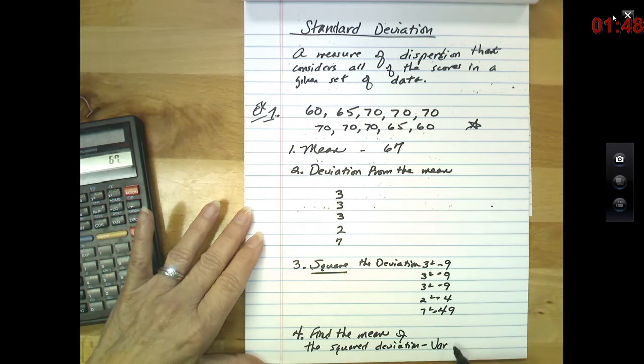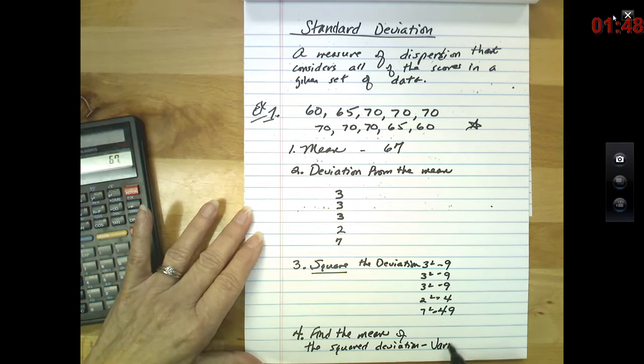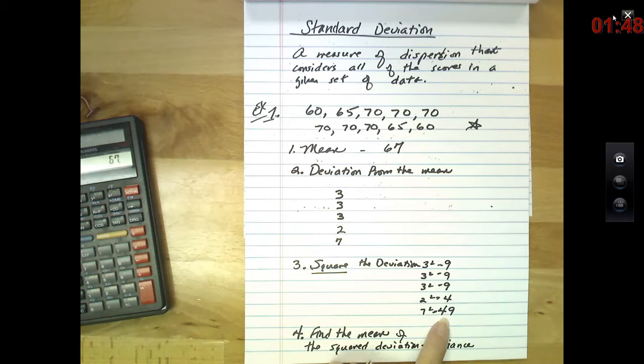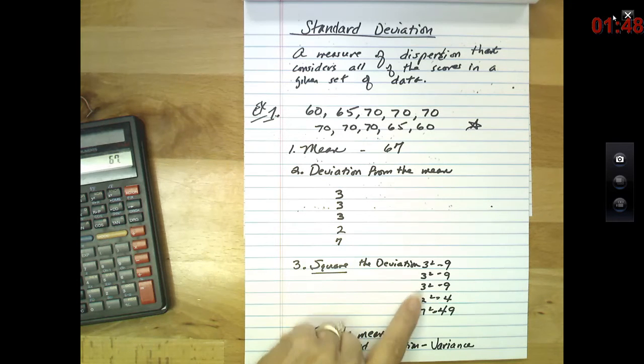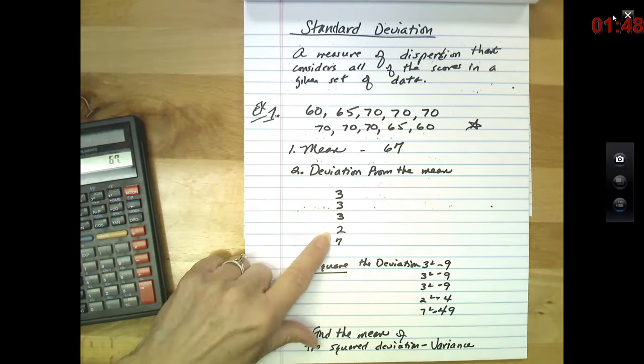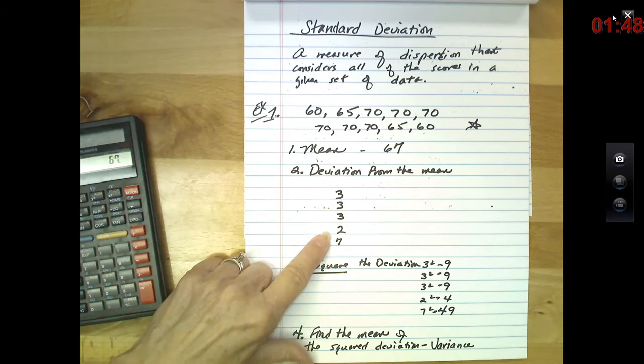I mean the variance. The last number's a 16, right? The 9, 9, 9, 4. What is it? 49. How'd you get that? 7 squared. 3 squared, 3 squared, 3 squared, 2 squared, 7 squared. It's the difference or the deviation from the mean.